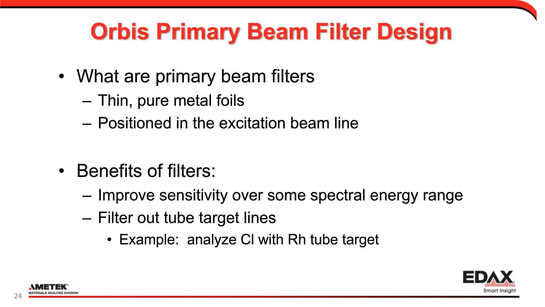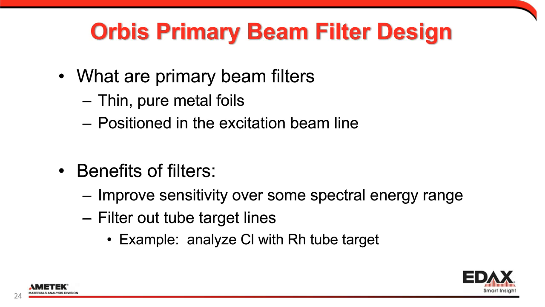The Orbis system also has a primary beam filter system. What are primary beam filters? So these are thin pure metal foils. They're positioned in the excitation beam line. And you can tailor your analysis using different filters to condition the exciting beam. What's the benefit? You can improve the sensitivity of your measurement over a specified spectral energy range. Or you can, for example, filter out the tube target lines.